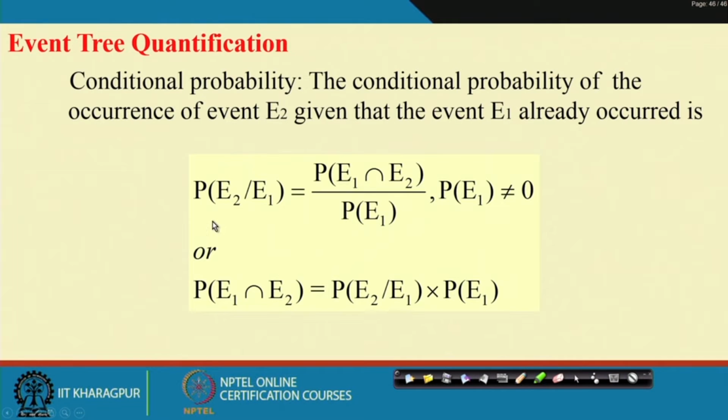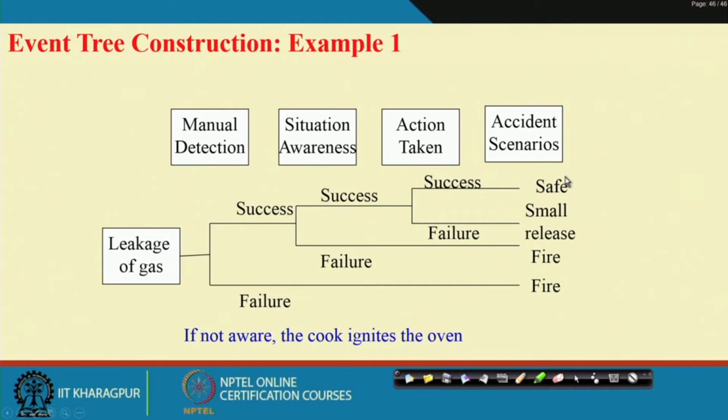Now, you have seen that I have this many accident scenarios. For the time being, let us consider this is correct. There will be some small release. Safe means almost negligible release, nothing will happen. Small release: people will be out, and then slowly the gas will evaporate or be dispersed. Otherwise there will be fire. So, three things: 1, 2, 3.